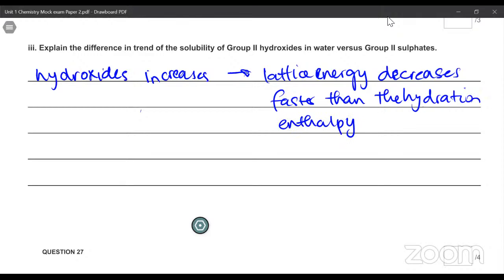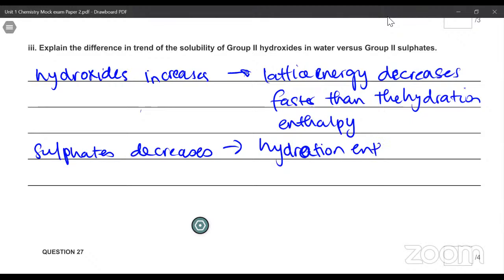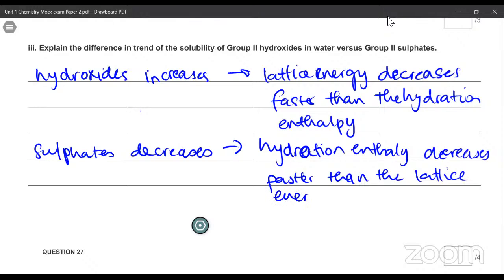And for the sulfates, as you go down the group, solubility decreases. And this is because the hydration enthalpy decreases faster than the lattice energy. So just pay attention to those two differences. They're basically opposites.